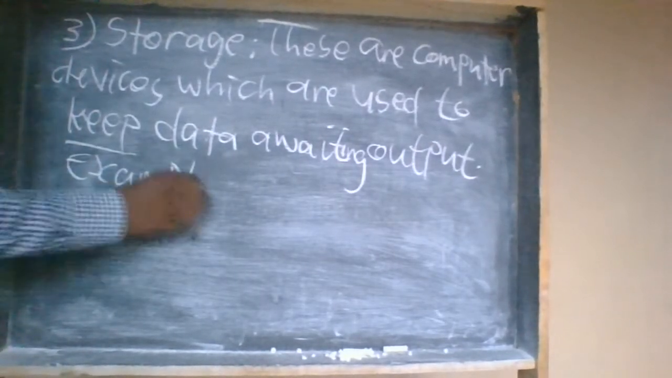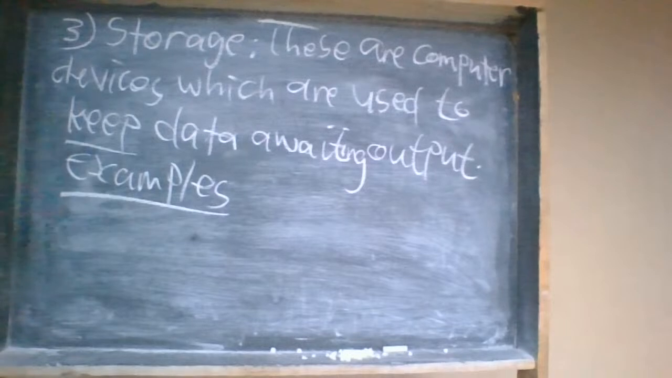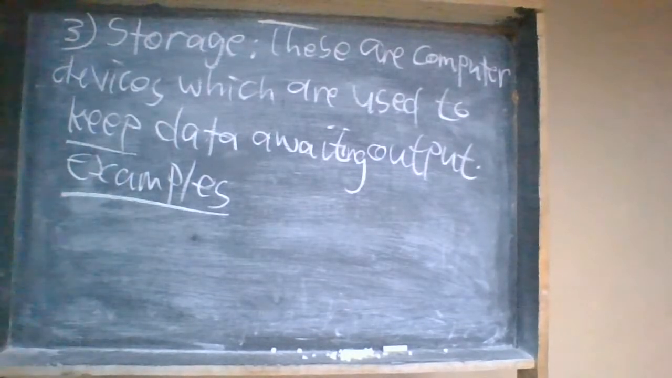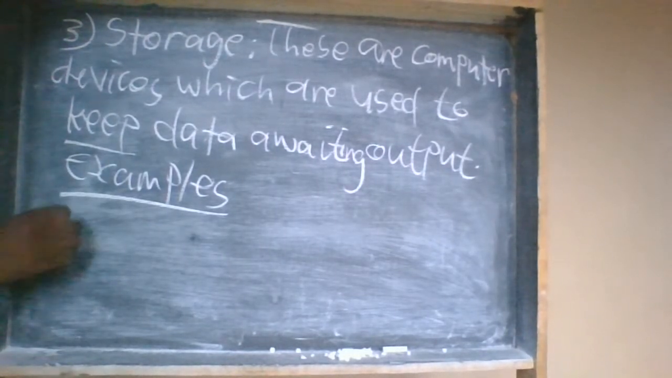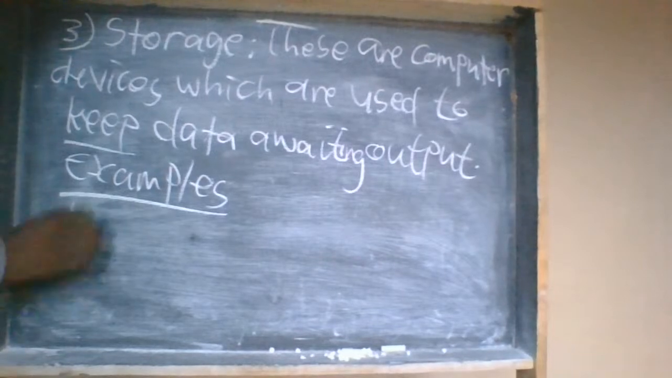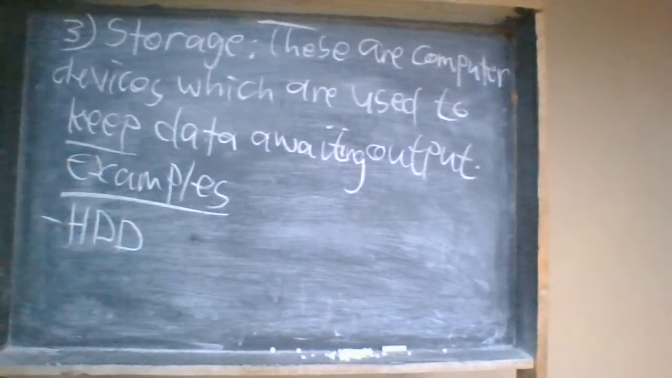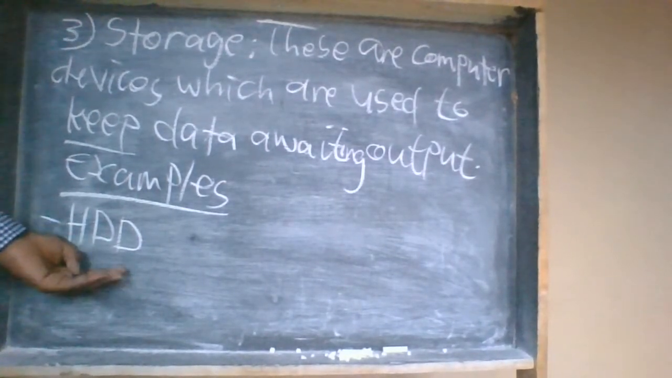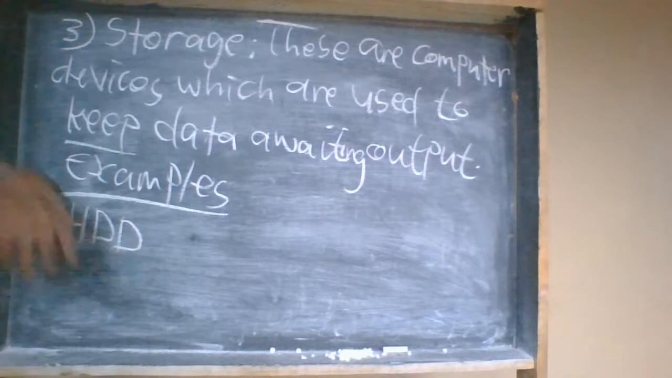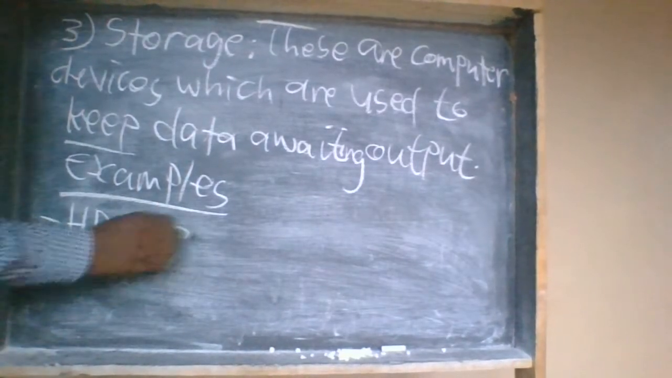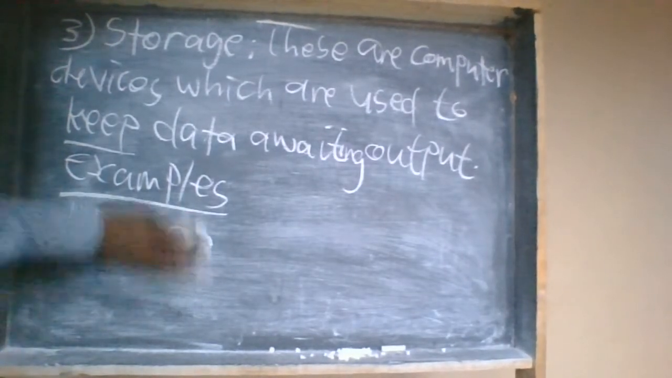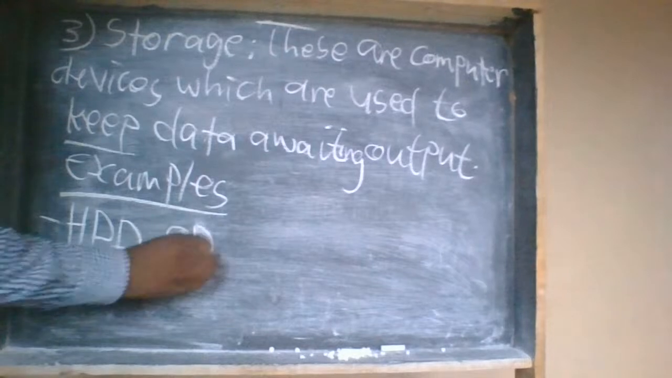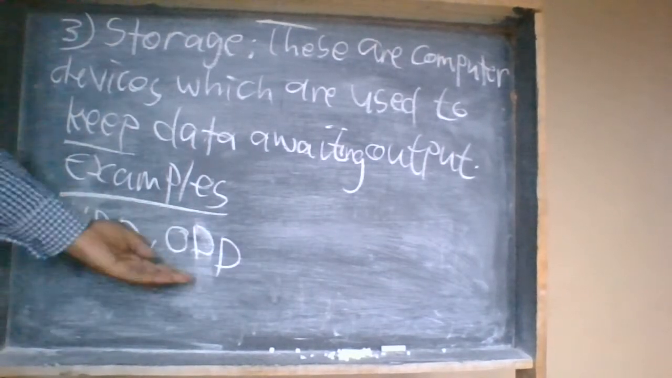Examples. Okay, so I'll just list down the examples of these storage devices. I'll say the hard disk drive, so HDD, I'm just talking about the hard disk drive. Okay, then we have the optical disk drive, ODD.